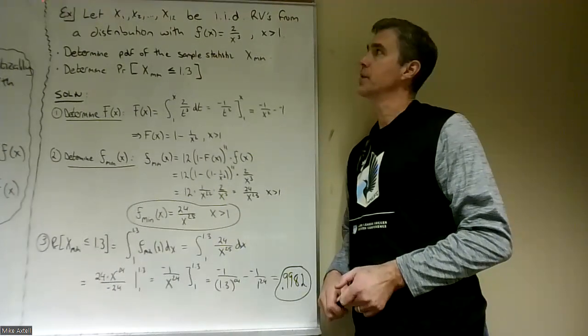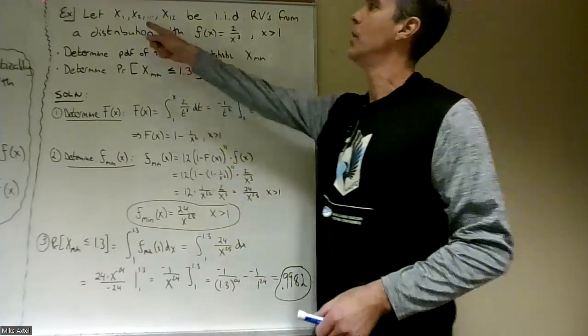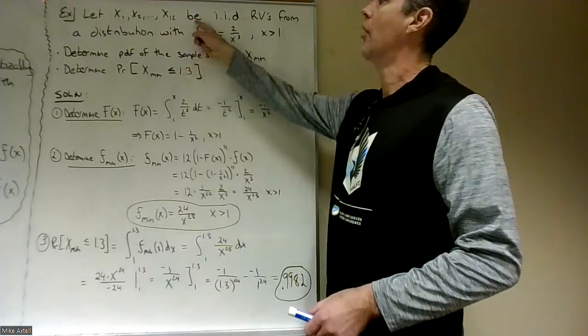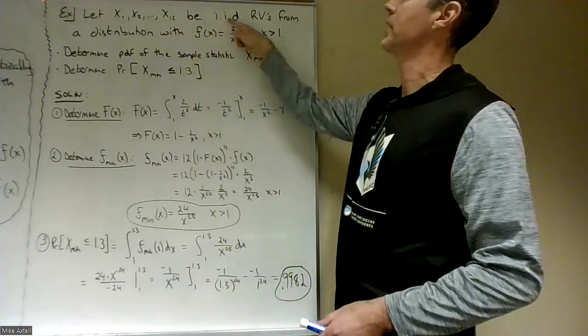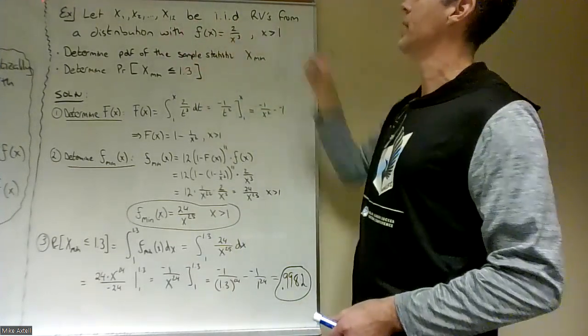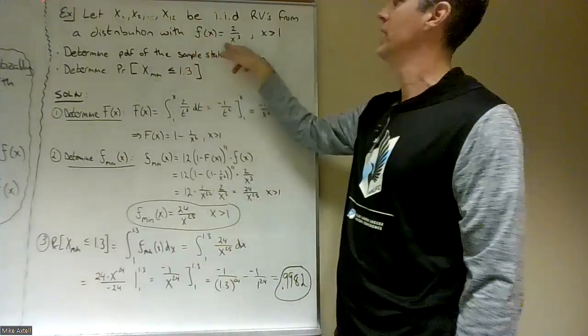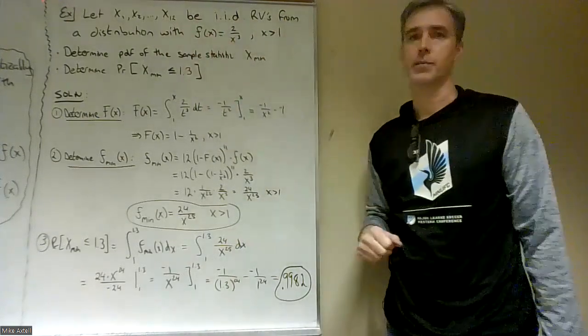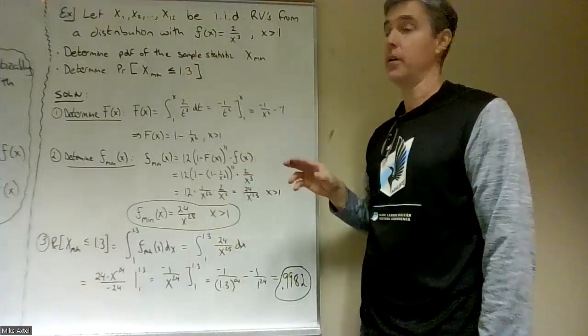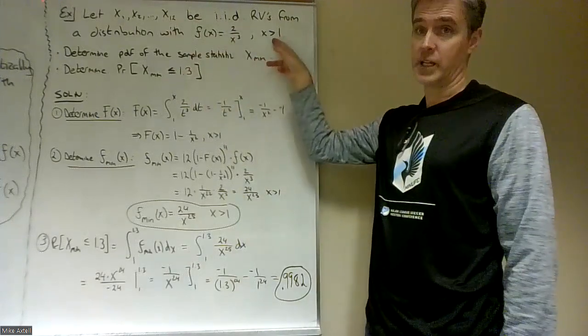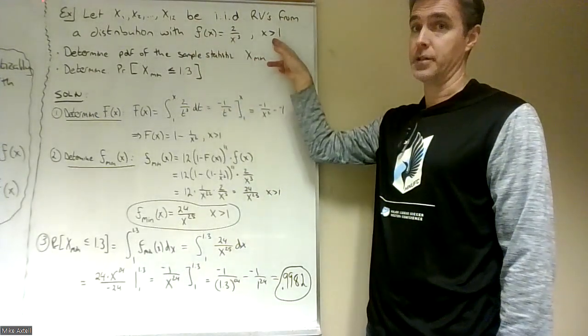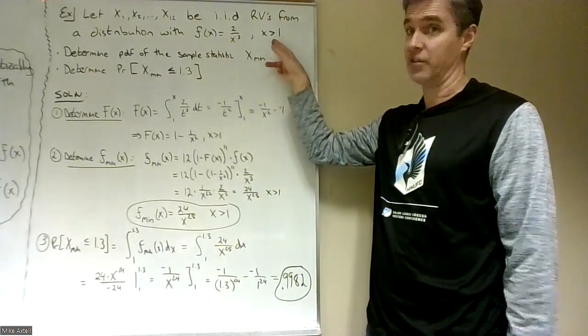All right. So in this example, I have x1 up to x12 are independent and identically distributed (IID) random variables from a distribution whose PDF and support is provided. The PDF better include which x values it intends to be over. Otherwise, you don't have a PDF. You just got a function.